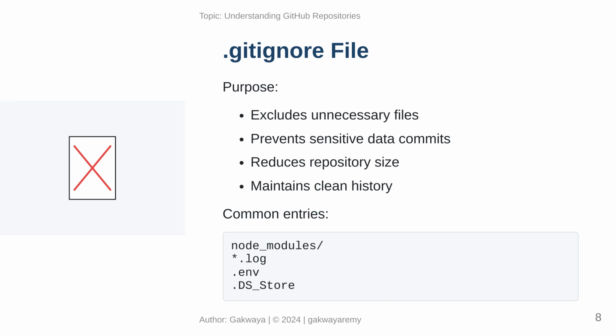The .gitignore file is crucial for keeping your repository clean and secure. It tells Git which files and directories to ignore. Always exclude dependency directories, log files, environment files with secrets, and system files. You can find good templates for different programming languages on GitHub. Remember, once a file is committed, adding it to .gitignore won't remove it from history.